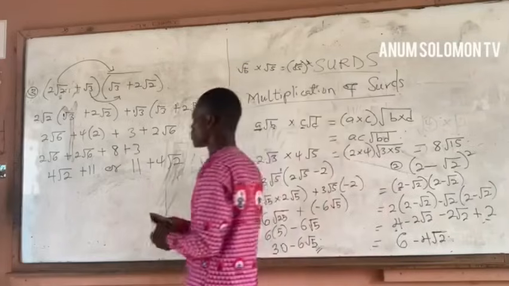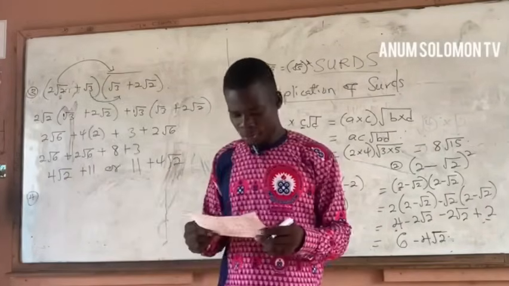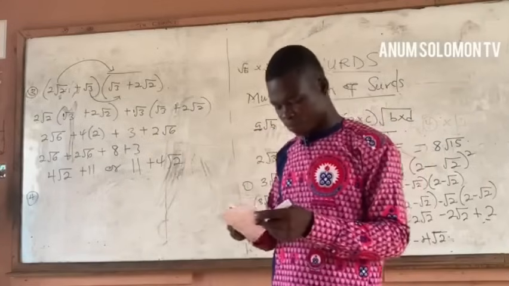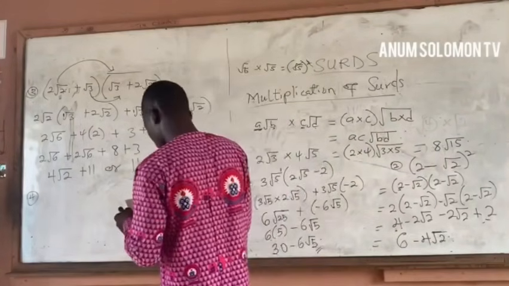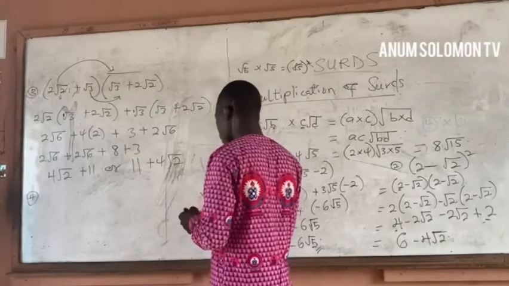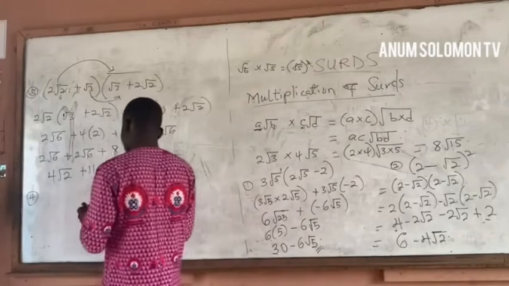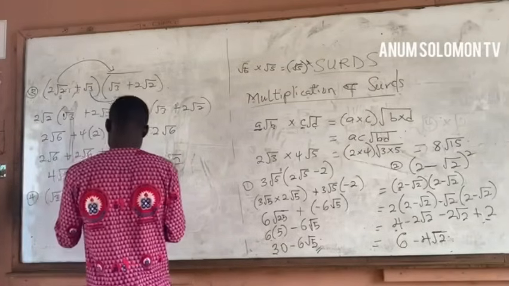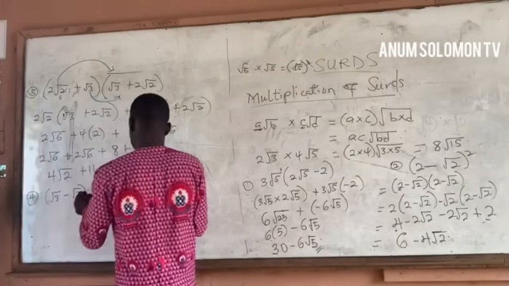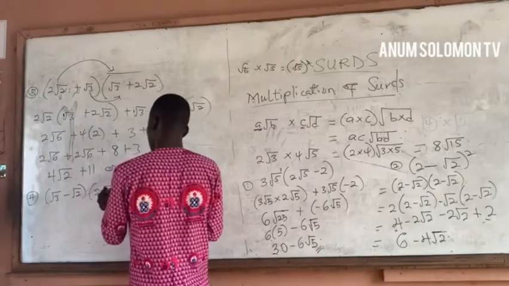Now let's look at problem number 4. Suppose we are to simplify root of 3 minus root 2 bracket 2 root 2 plus root 3.